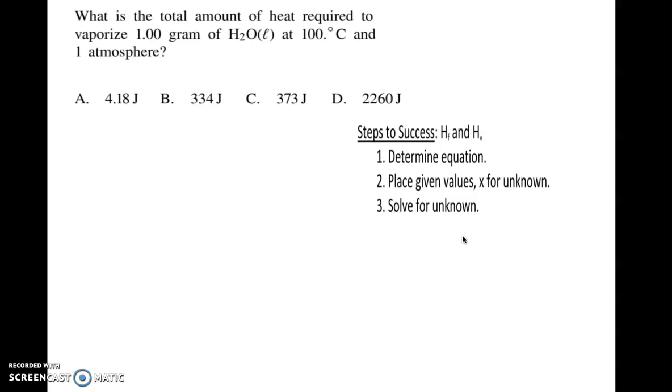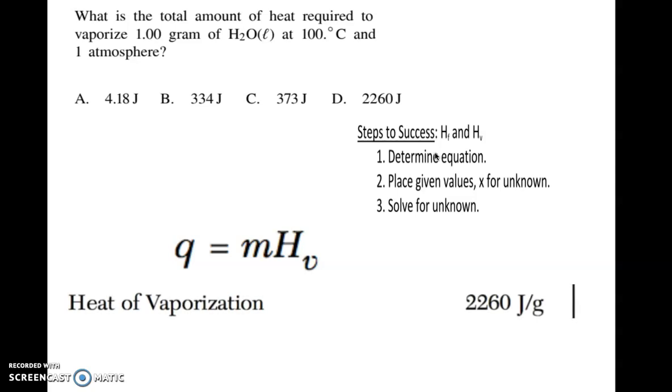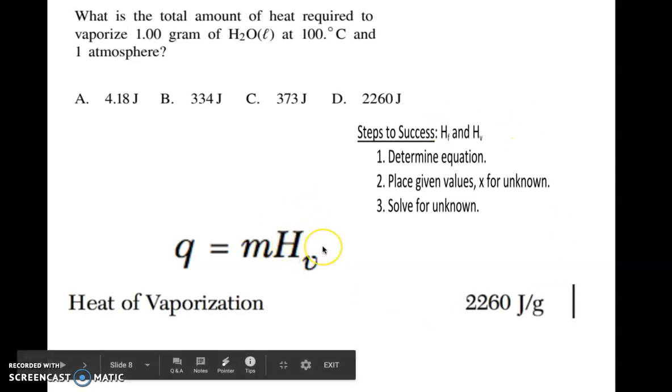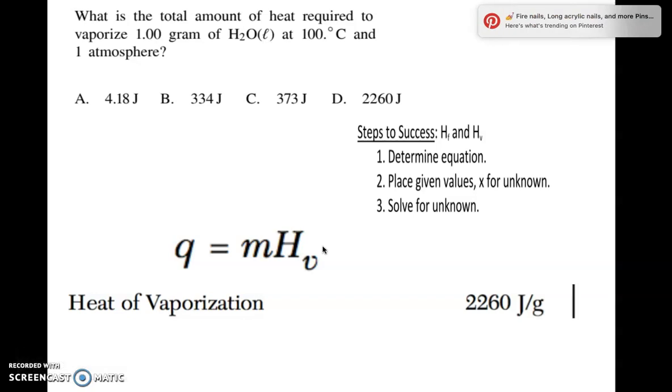The first example reads, what is the total amount of heat required to vaporize 1 gram of H2O liquid at 100 degrees Celsius and 1 atmosphere? So they're asking us for the amount of heat required to vaporize. So therefore, we have to first determine our equation. If we're trying to vaporize, we're going to be using the heat of vaporization equation on the last page of the reference table. The constant for H of V is going to be 2,260 joules per gram. So we're just going to plug that into our formula.